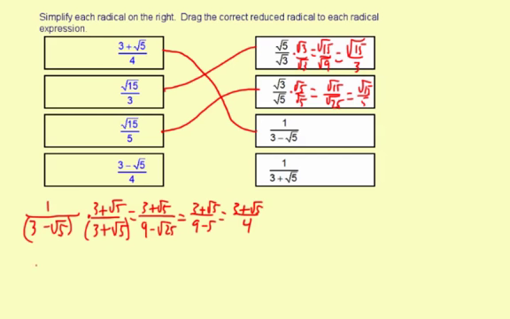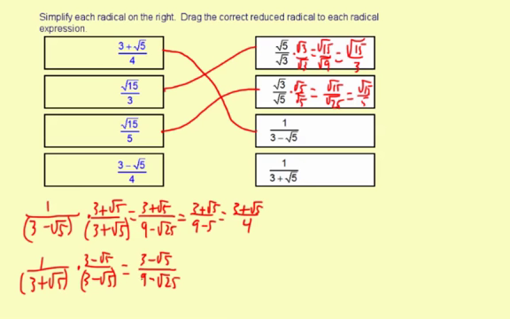Let's take a look at the last one. It's 1 over 3 plus radical 5, and multiplied by the conjugate, it's going to be times 3 minus radical 5 this time, over 3 minus radical 5. Then I'm going to apply the special product to the denominator, but first I have to do the numerator. 1 times 3 minus radical 5 is 3 minus radical 5. And then special product, 3 squared is 9. And then it's going to be square root of 5 times square root of 5 is square root of 25 and negative.